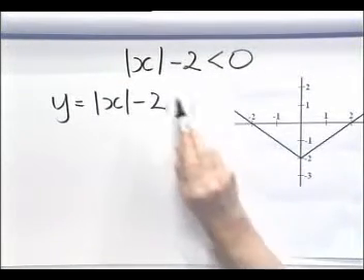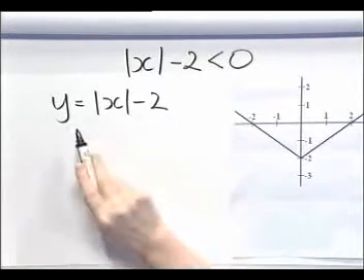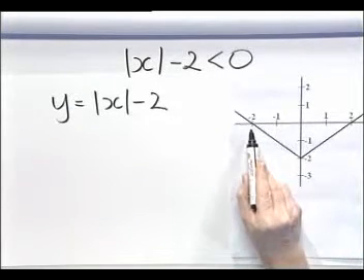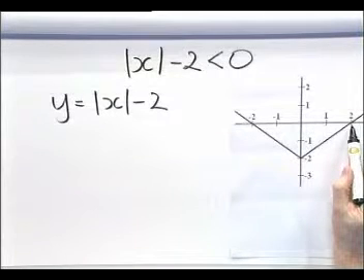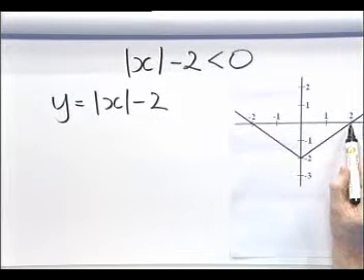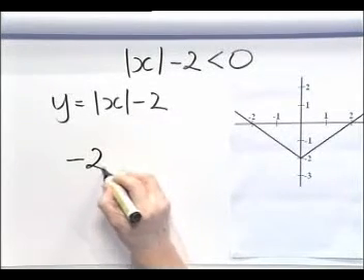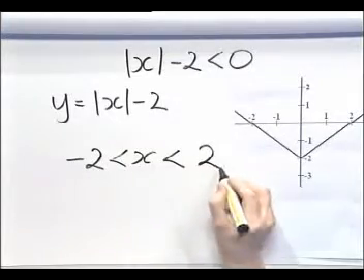Again, we're looking for mod x minus 2 is less than 0. So we want the places where y is less than 0, which is between x equals minus 2 and x equals plus 2. And again, this is the solution to our problem. So we say minus 2 less than x less than 2. Again, we can mark this on the graph using the x-axis as the number line.